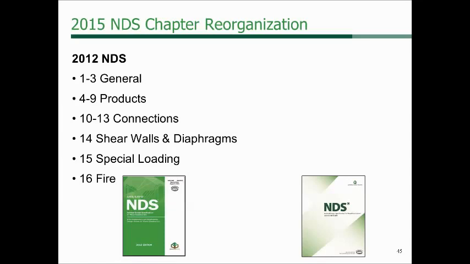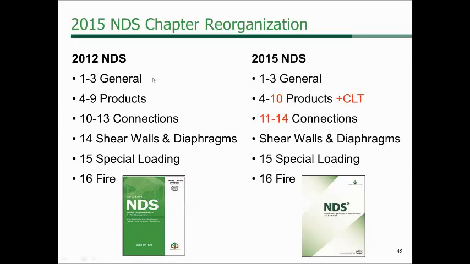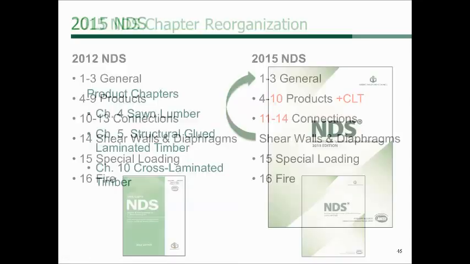The overall format that has changed from the 2012 to the 2015 is, in order to group the wood products together, we added a Chapter 10 dedicated to cross-laminated timber. And then the subsequent chapters were actually renumbered all the way up to 11 through 14 that covers the connections. And then Chapter 14, which was just a 1-paragraph statement that referenced the wind and seismic provision, was moved up into Chapter 1. And then, Chapter 15 and 16 remain the same designation.